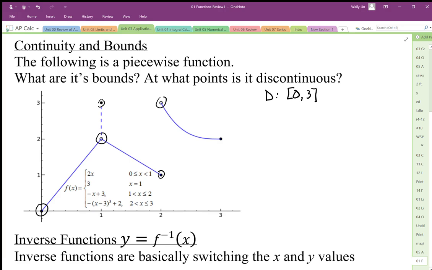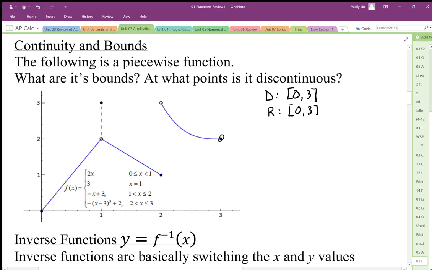Now, continuity is something slightly different. In this case here, although we have all the x variables from 0 to 3, it looks like we also have all the y variables. In fact, we can write a range here because that value of 2 is defined. So we have all these y variables from 0 all the way to and including 2, and then from 2 all the way to 3. So our range is going to be from 0 to 3, and this again is a closed interval.